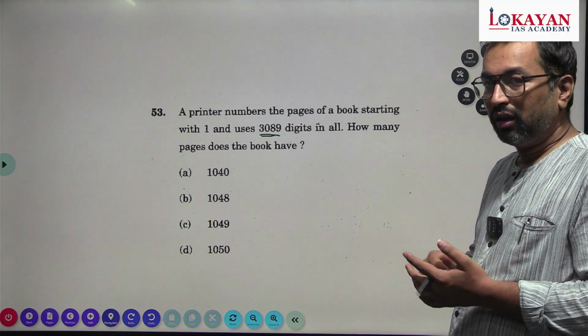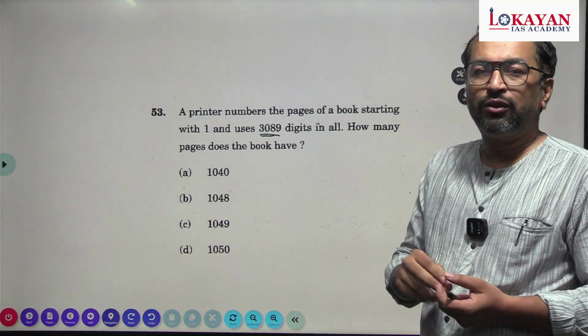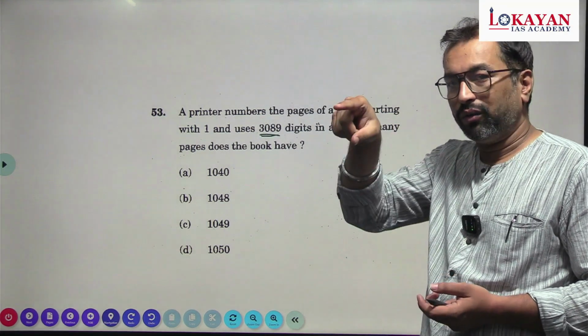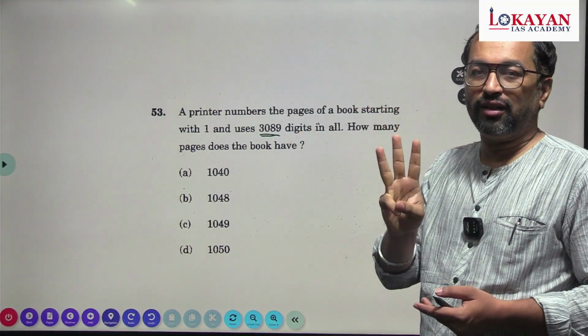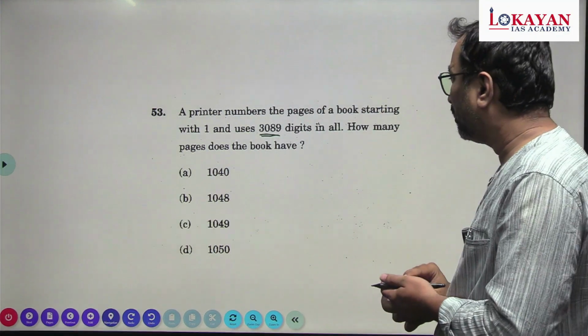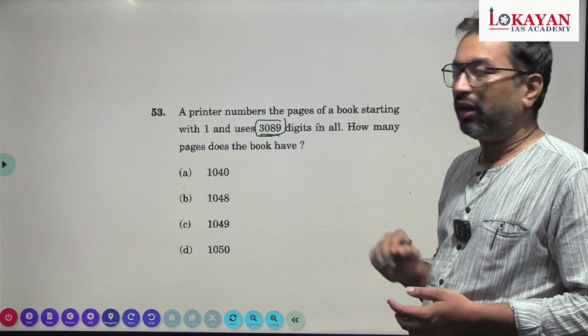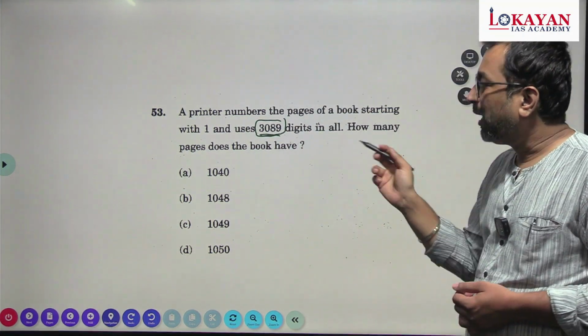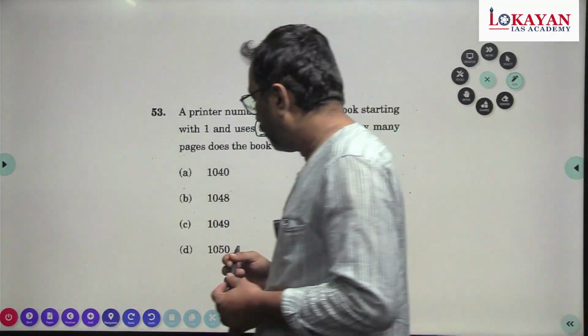These are digits. If that printer is printing page number 55, then how many digits will it be? 2 digits, 5 and 5. If that printer is printing 123, there will be 3 digits, 1, 2 and 3. So the total number of digits is 3089. How many pages does the book have?